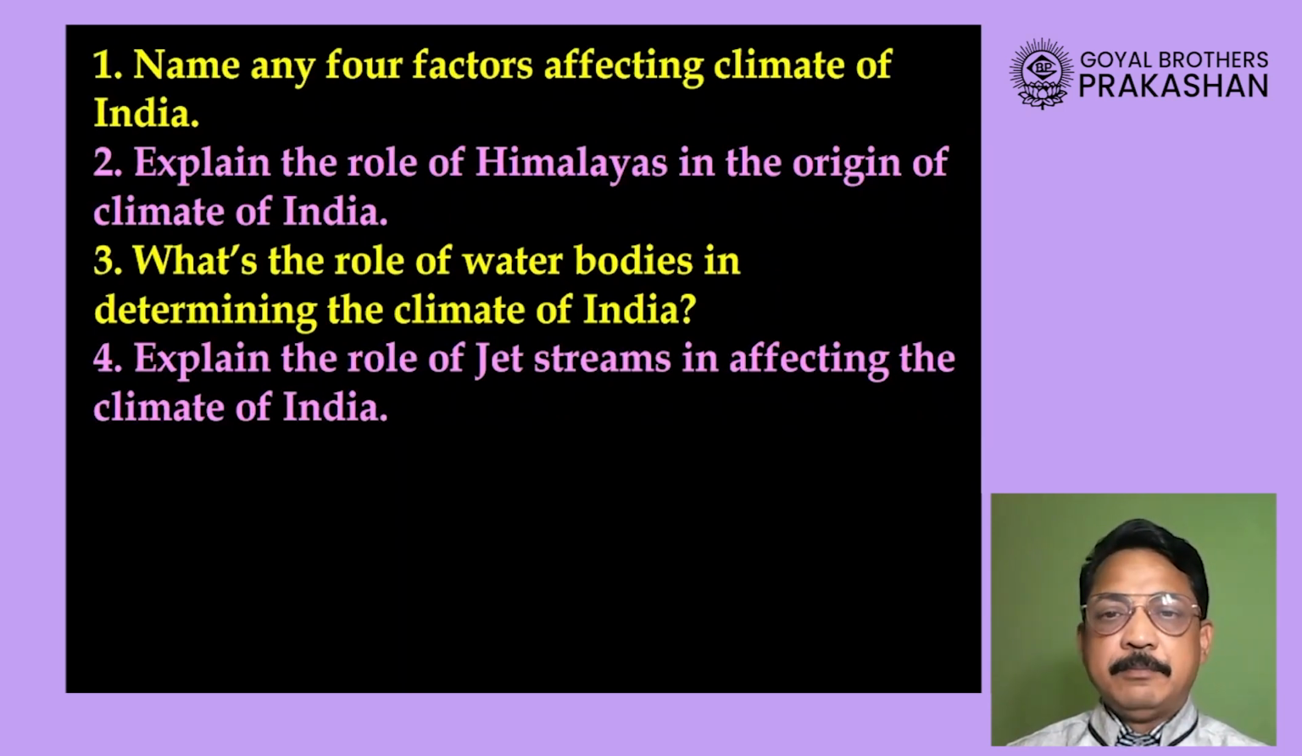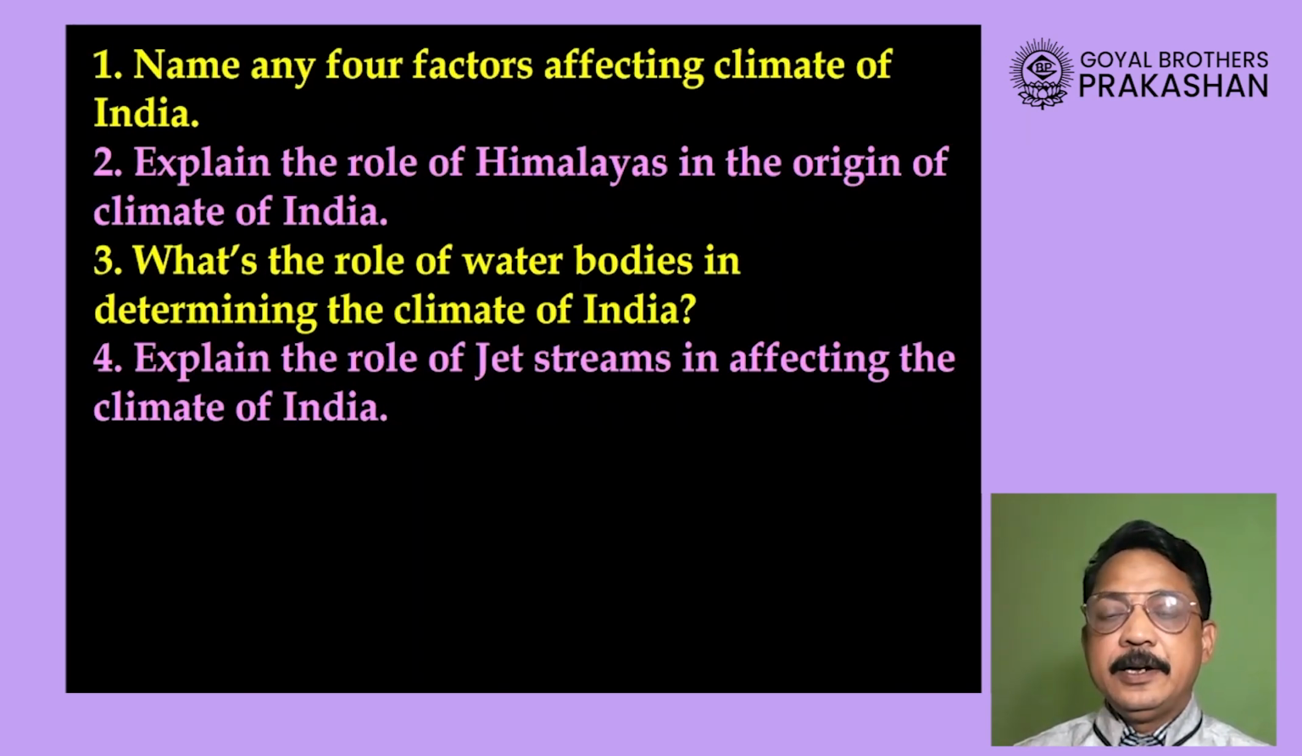Now students, question number 3 is, what is the role of water bodies in determining the climate of India? Okay, so here you can write 2 points. Point number 1, the 3 water bodies, the Arabian Sea, the Bay of Bengal, and the Indian Ocean, surround the southern part of India. So these huge water bodies play an important role in allowing the southwest monsoon winds to collect moisture over them and bring rainfall to India.